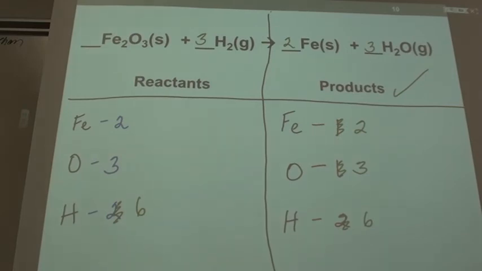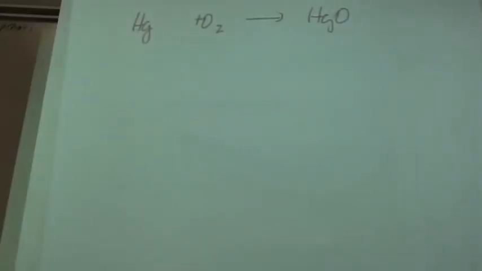Okay. You need an elbow partner, and you need a piece of paper between you. Okay, ladies and gentlemen, you now have 2 minutes to balance these 2 equations as a group. Who's your elbow partner?